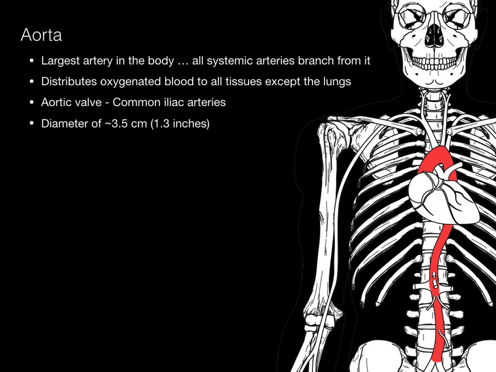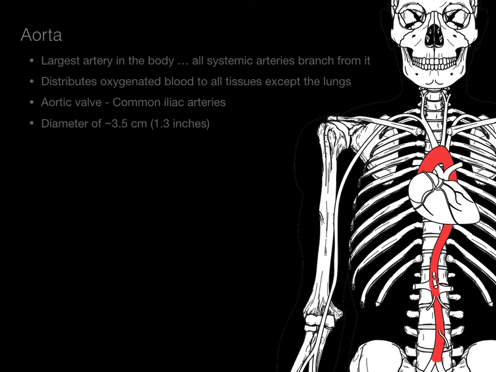And the aorta has a diameter of about 3.5 centimeters, somewhere in that ballpark. So if we now take a look at an American quarter, it's about 0.955 inches.